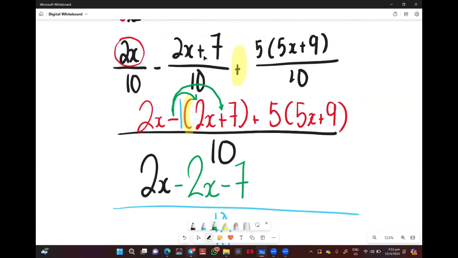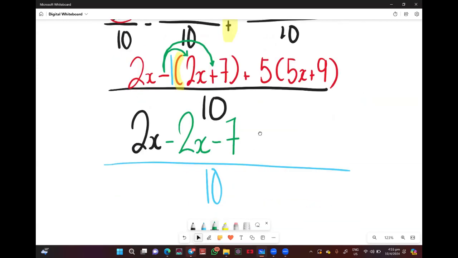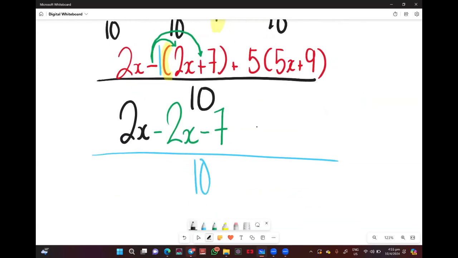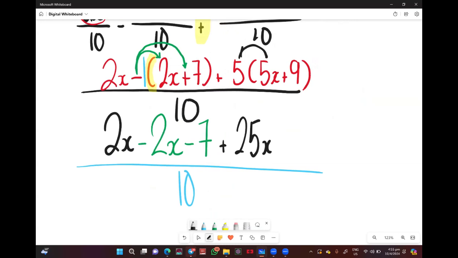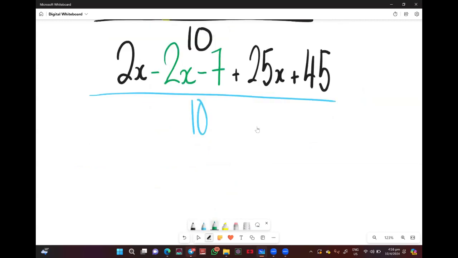Just now it was positive 7. Now it's negative 7. 5 times 5x becomes 25x. And then finally, 5 times 9 becomes 45. So this is basically what you will get. Now let's talk about the first part. 2x minus 2x becomes 0. But not forgetting that there is another x over there, correct or not? So therefore, your top has to be 25x.